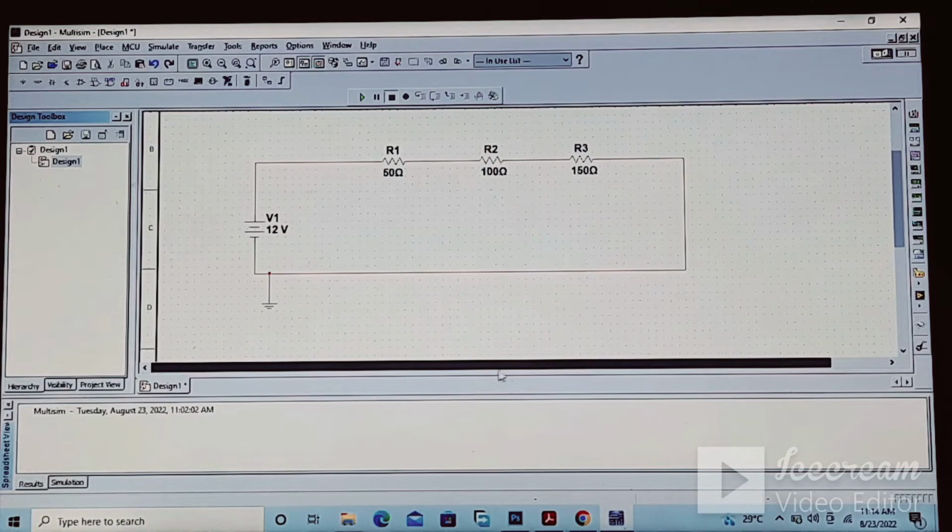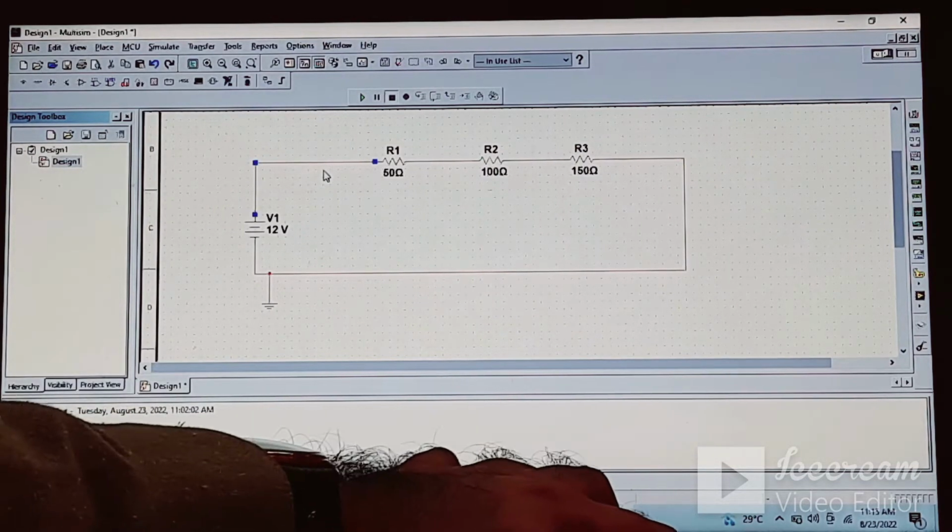Now this is the series circuit. Now we have to measure the current which is flowing through the series circuit. Always the ammeter is connected in series with the circuit, so it will give us the total amount of current. The total equivalent resistance of this series circuit is found by adding these three resistances: 50, 100 and 150, and this will be 300 ohm, which is RT, the total resistance of the circuit. So first of all we need to break this circuit.